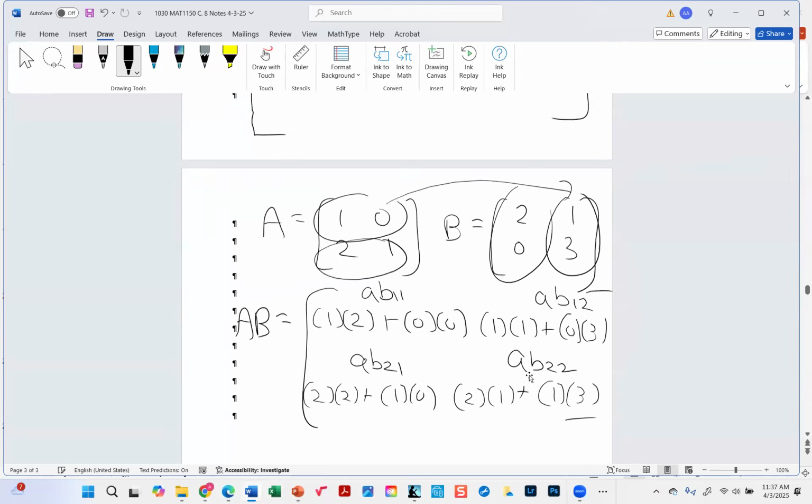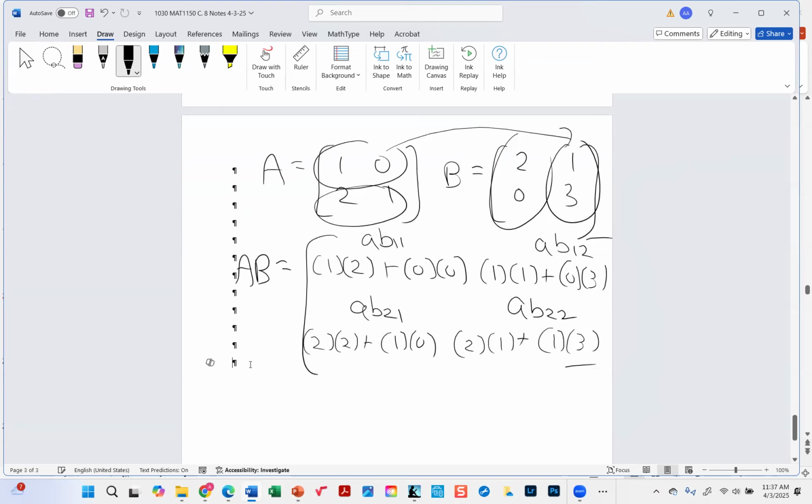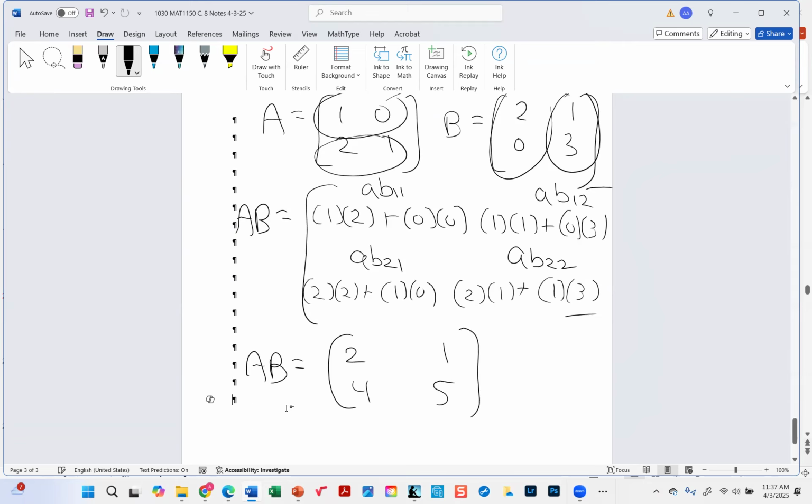Now we just have to do the algebra. So in the upper left-hand corner, we have 2 plus 0. Upper right-hand corner, 1 plus 0. Bottom left-hand corner, 4 plus 0. Bottom right-hand corner, 2 plus 3. And that's our final result.